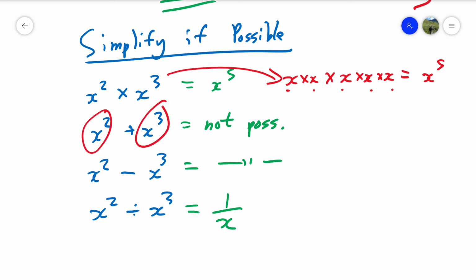An x squared is different from an x cubed. You can't combine them. They're two different variables. Not possible. An x squared is an x cubed. They're two different types of variable. You can't combine them. You can't take them away from each other. Not possible. Oh, divide just means turn into a fraction.